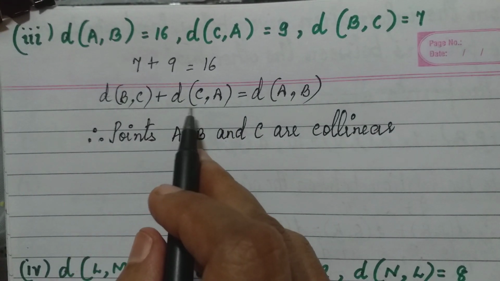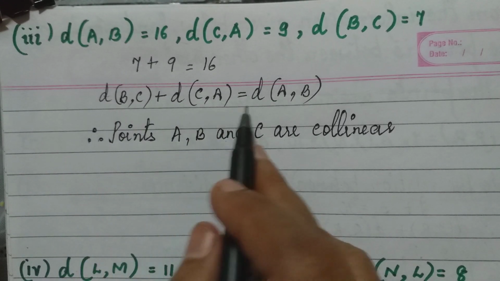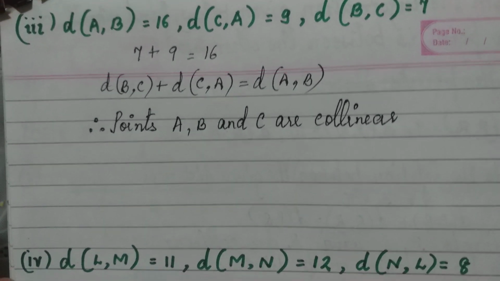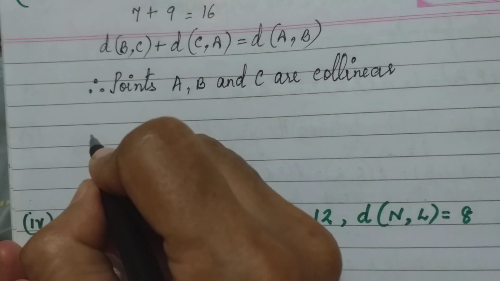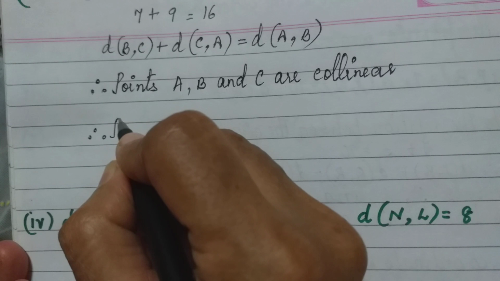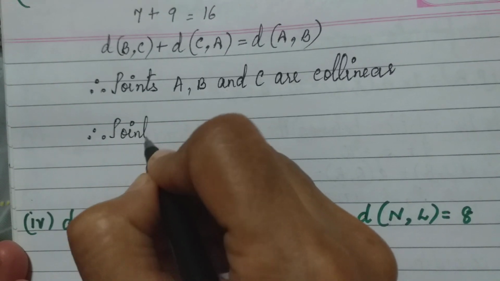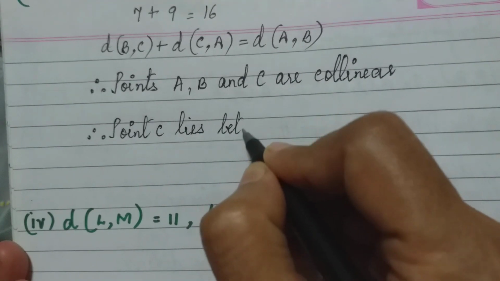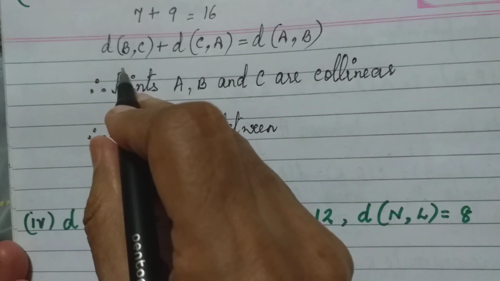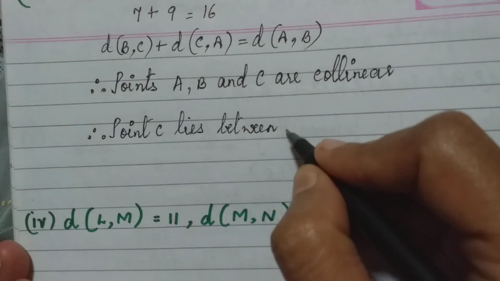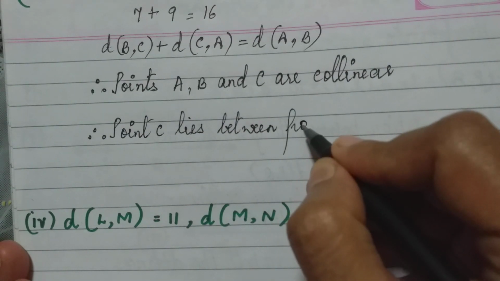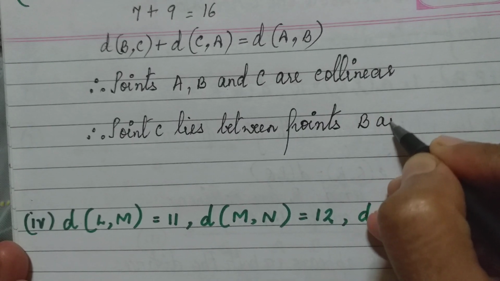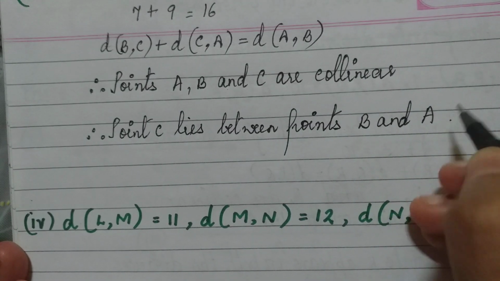Now we have to look at the left hand side of the equation where the two distances are added. We look at the coordinates here. We have B and C and C and A. So which coordinate is repeated? Point C. So therefore we can say point C lies between, which are the other 2 points? Here point B and point A. Point C lies between points B and A.